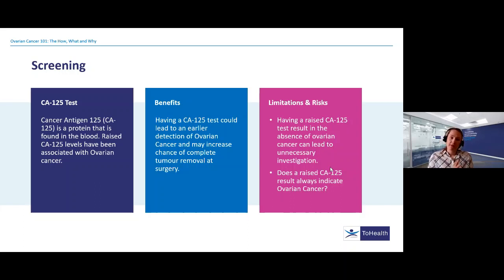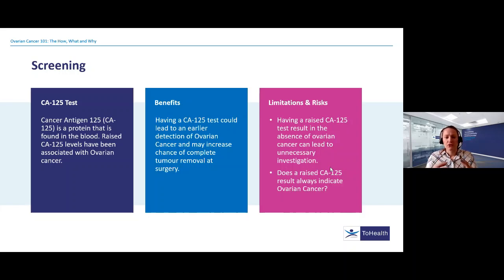So if we just begin by having a look at some of those benefits, having a CA125 test could lead to an early detection of ovarian cancer and may increase the chance of that tumour being completely removed at surgery. But there are a number of limitations and risks which are really worthwhile being mindful of.